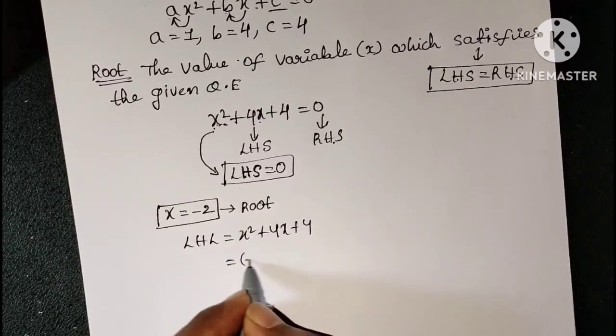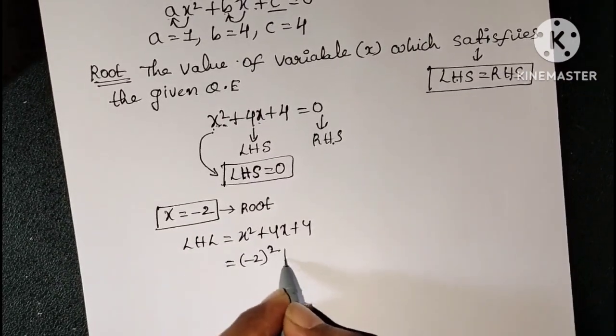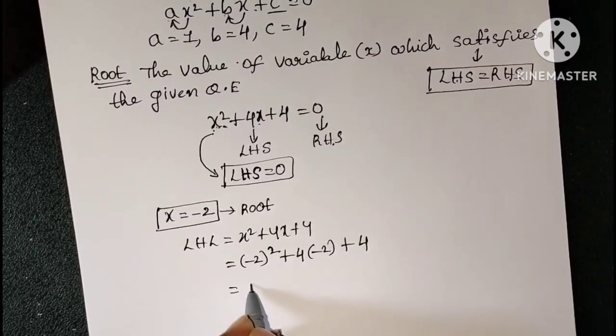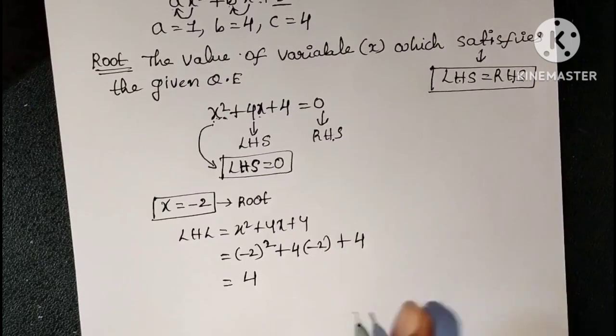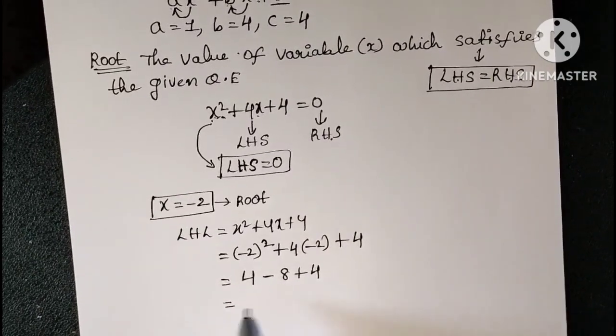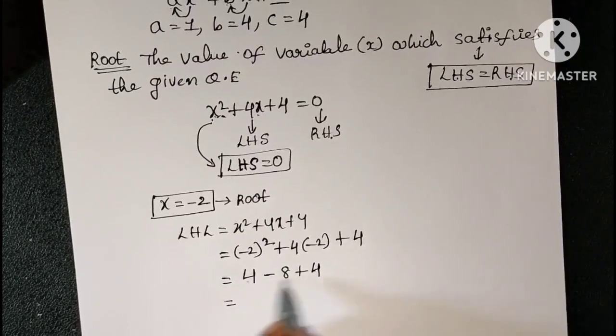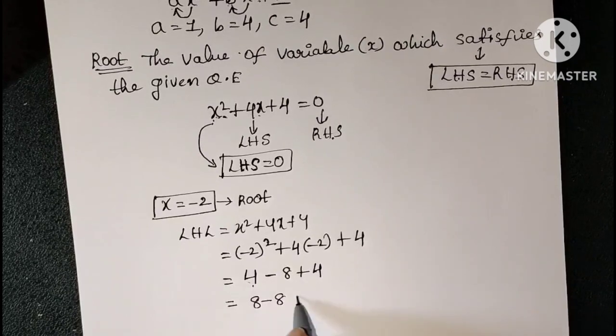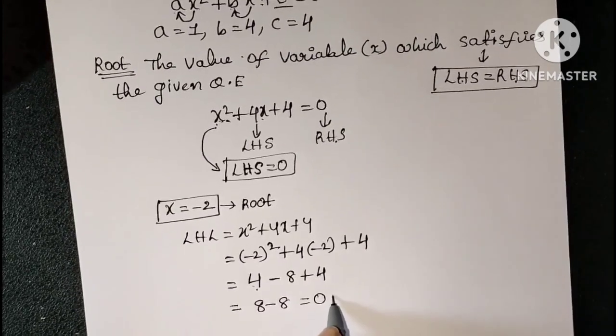Put x is equal to minus 2. Minus 2 whole square plus 4 into minus 2 plus 4. So minus 2 whole square is 4. 4 into minus 2 is minus 8, plus 4. Now 4 plus 4 is 8. 8 minus 8, how much? 0. 8 minus 8 is 0.